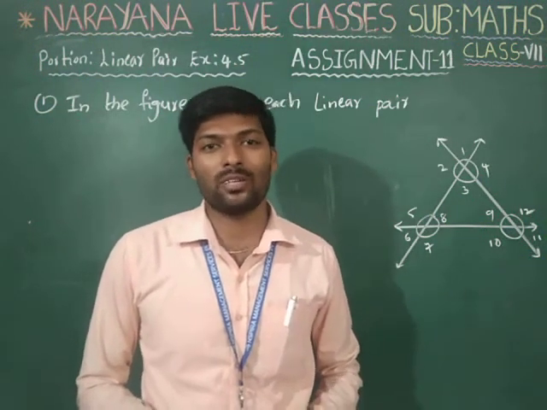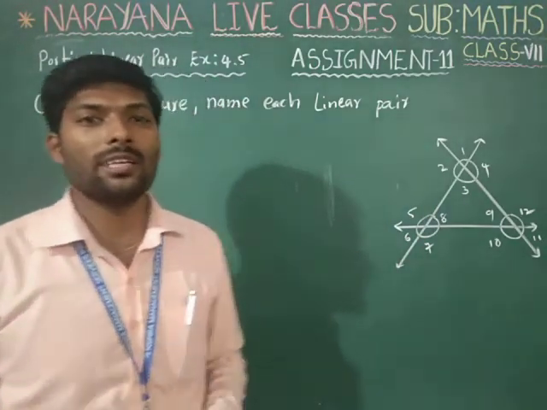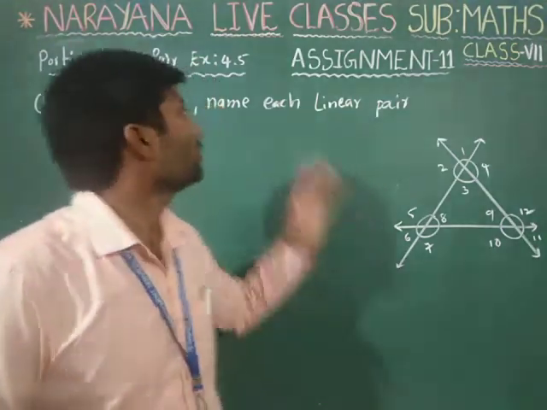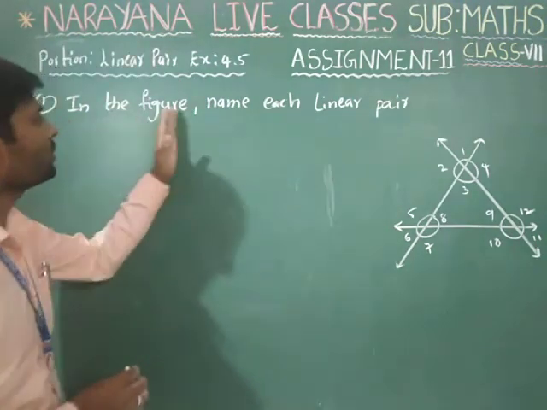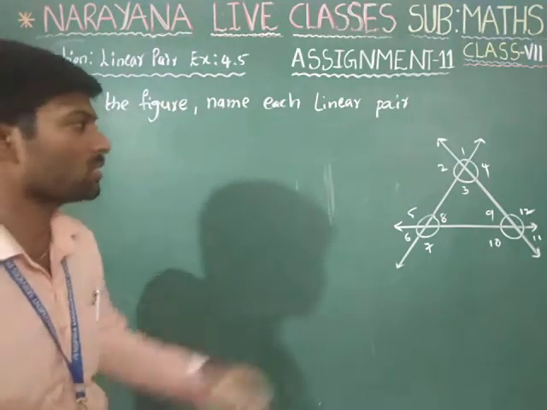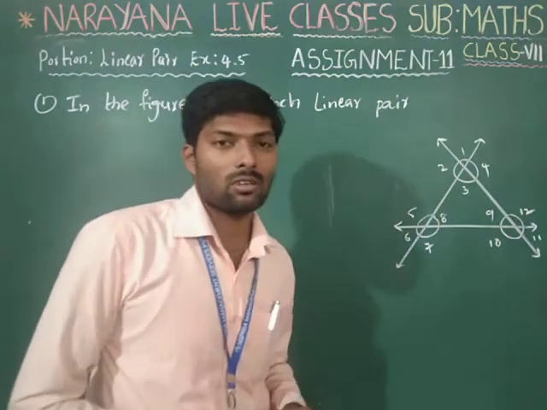Today I am going to explain assignment 11 from 7th class. The topic is linear pair, which is from exercise 4.5. So let us see the first assignment question. In the figure, name each linear pair. It is given relevant to the figure. So we have to identify how many linear pairs are there in this figure.